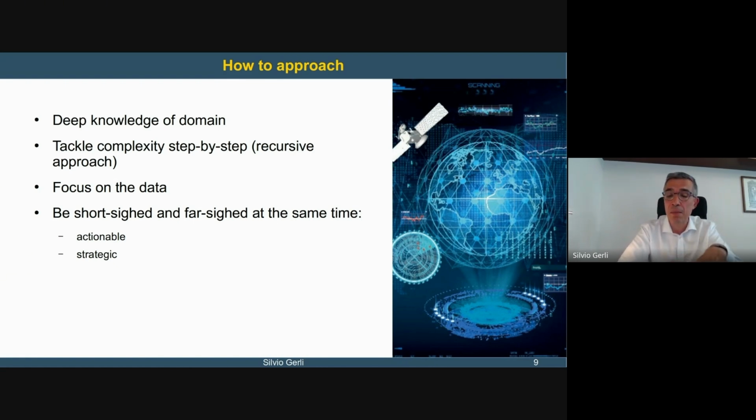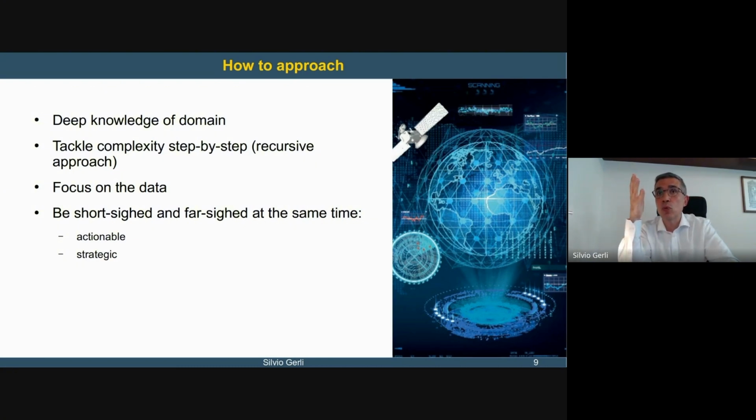But in my experience, everyone thinks that the best way is to use the best model. The preparation of data, which is something that we speak about now, is the most important part of all these kinds of projects. And then be short-sighted and far-sighted.